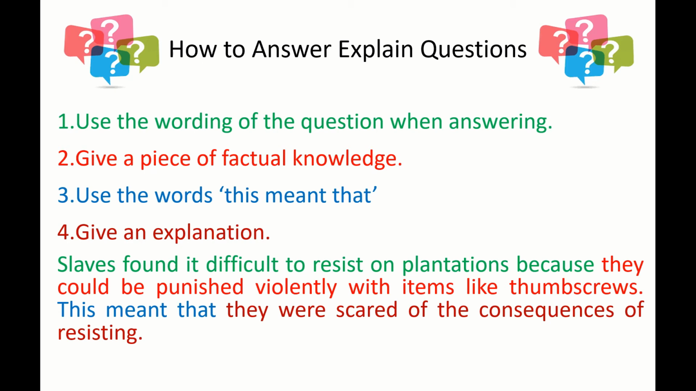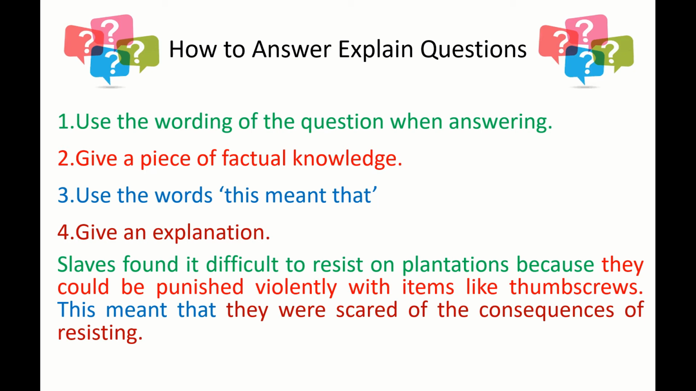A reason they found it difficult to resist on plantations is a piece of factual knowledge in red. They could be punished violently with items like thumbscrews. So we've used the question, we've given a fact. Now, to do the explain part, using the words "this meant that" in blue, and then finally, "they were scared of the consequences of resisting" is the explanation bit.